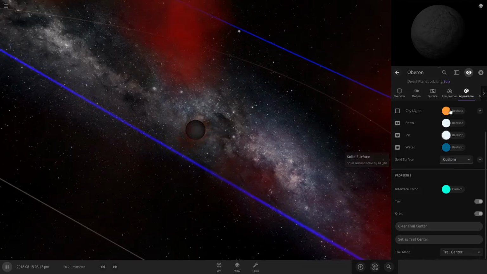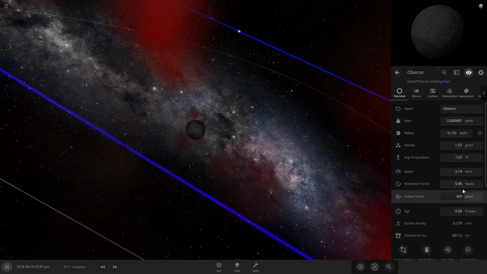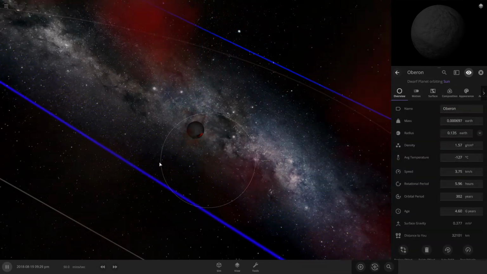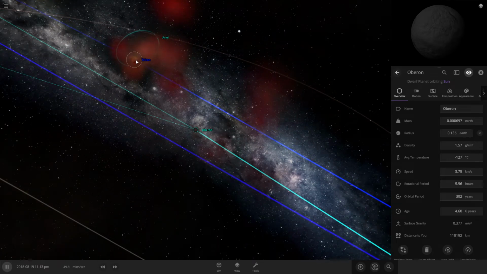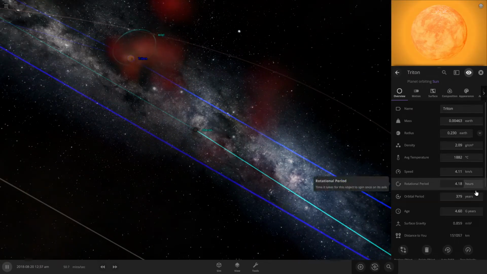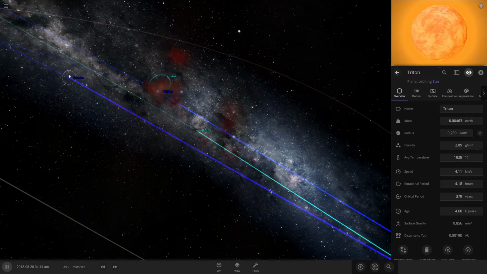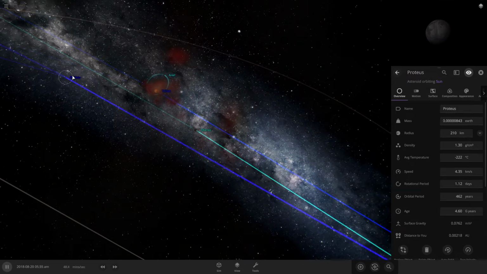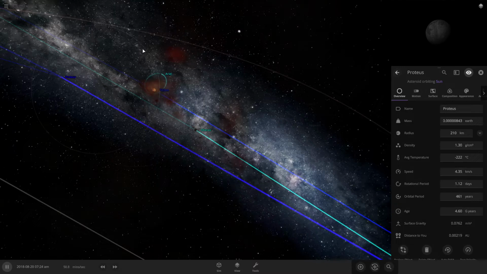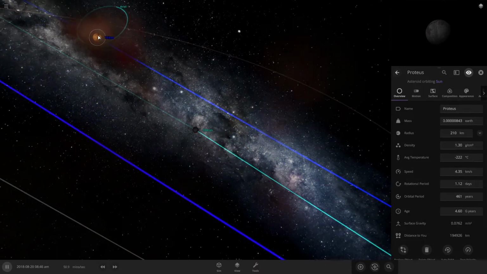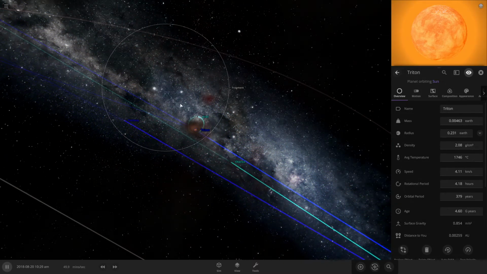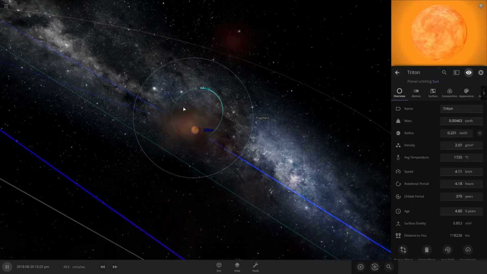This is the rotation speed of Oberon. They're going 5 hours. It's pretty fast. Little Triton, 4 hours. Proteus is just way out here. Makes around a day for Proteus. I think that's what we're just going to get, really. Pretty short.